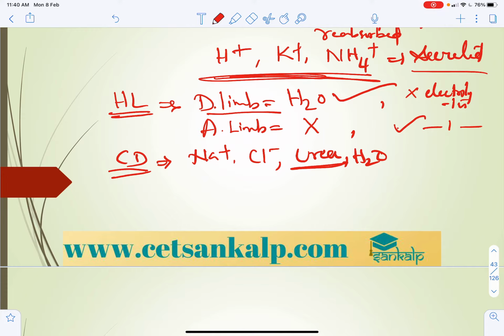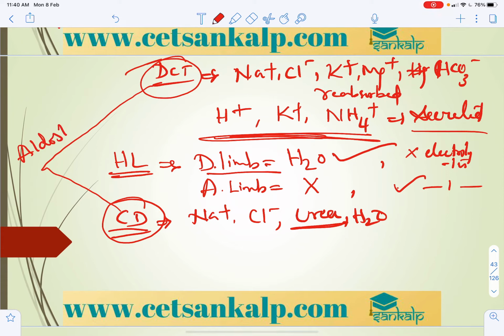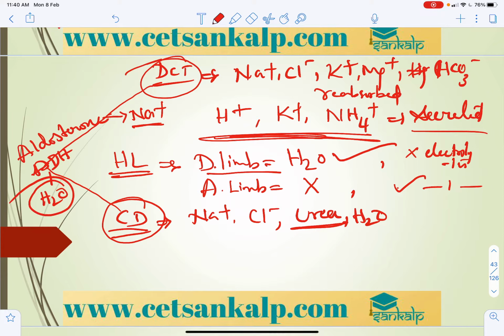And here one thing you have to keep in mind: the collecting duct and the DCT are under the control of hormones, that is aldosterone and ADH. Aldosterone helps in the absorption of sodium ions, that is electrolytes. ADH helps in the absorption of water. These act on both the DCT and the collecting duct. That is why we say that the secretion always takes place by means of active transport.